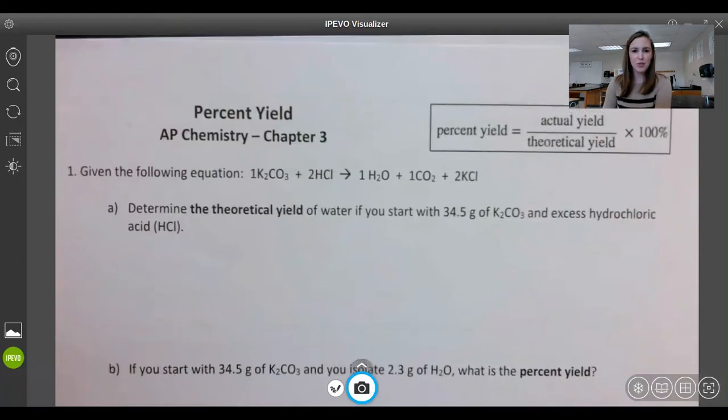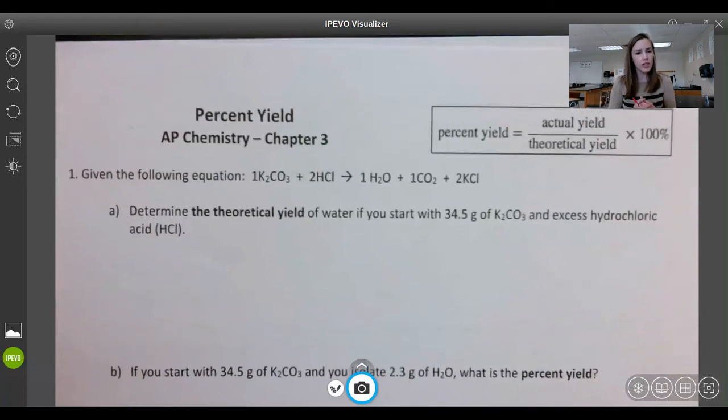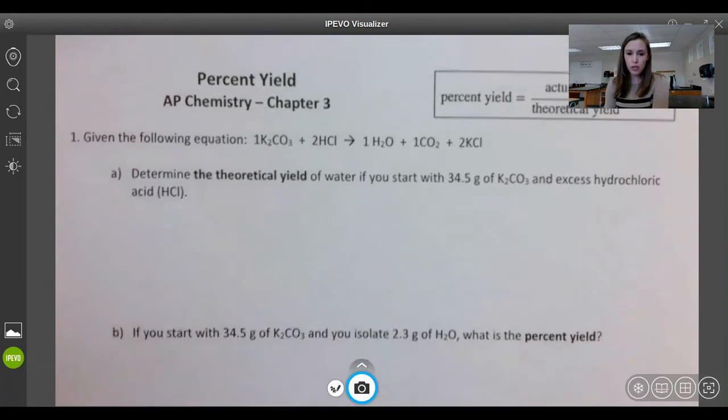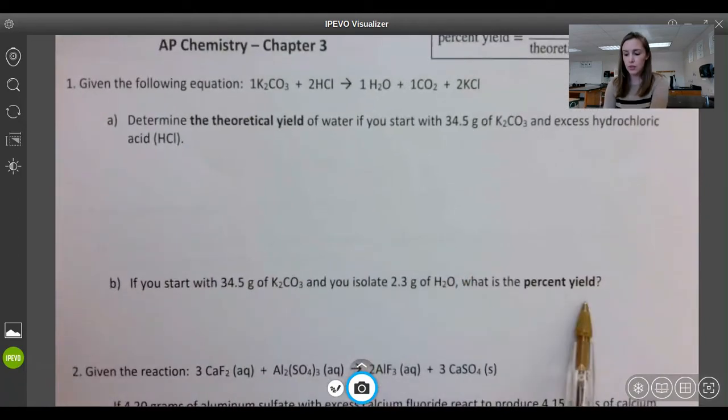All right, AP Chemistry students, we are going to do a quick little video focusing on percent yield. And really this is just one extra step added on to our stoichiometry calculations and at times our limiting reactant calculations. So for this, the goal here is eventually to get to what is the percent yield.